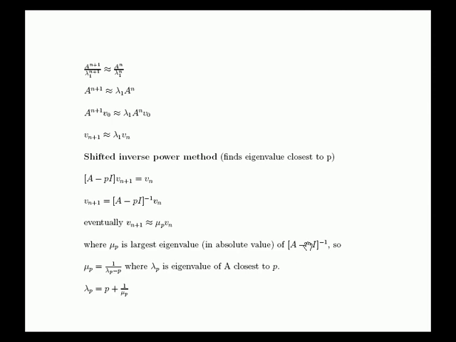So the largest eigenvalue of this matrix will be 1 over (lambda minus P), where lambda is the eigenvalue of A closest to P. And that's the one the power method will actually find. That's the largest eigenvalue of that. So once you found that, you solve for lambda sub P, and it's P plus 1 over mu sub P, and you found the eigenvalue of A closest to a user-chosen number P.